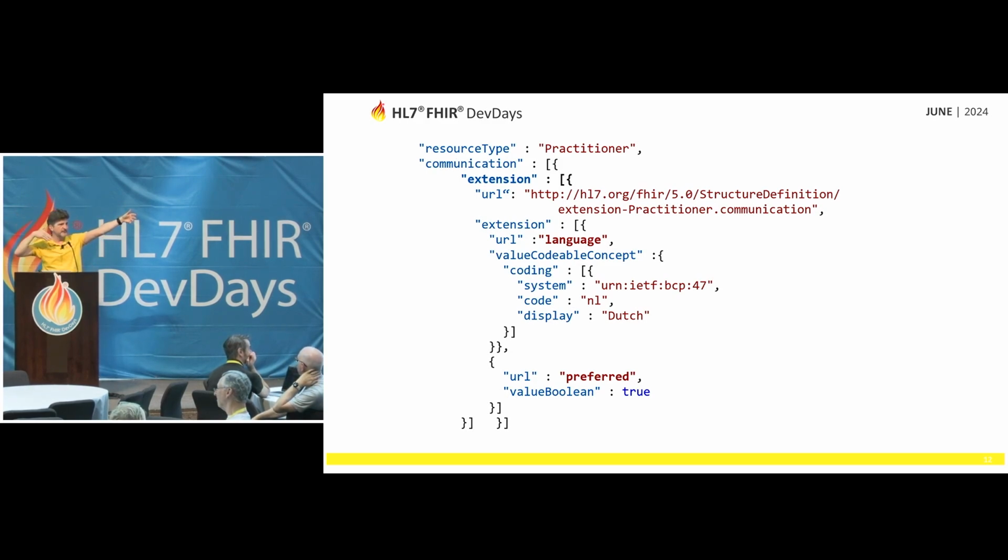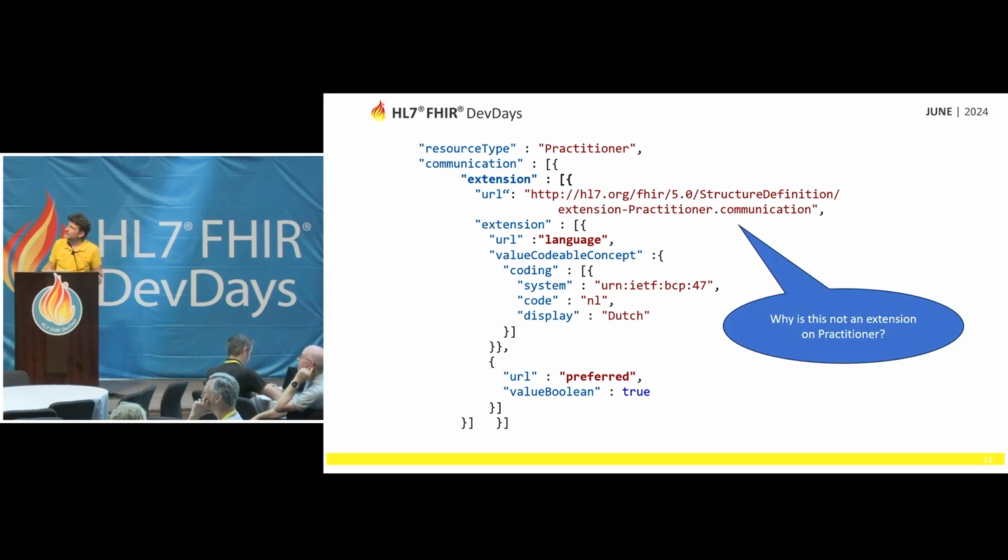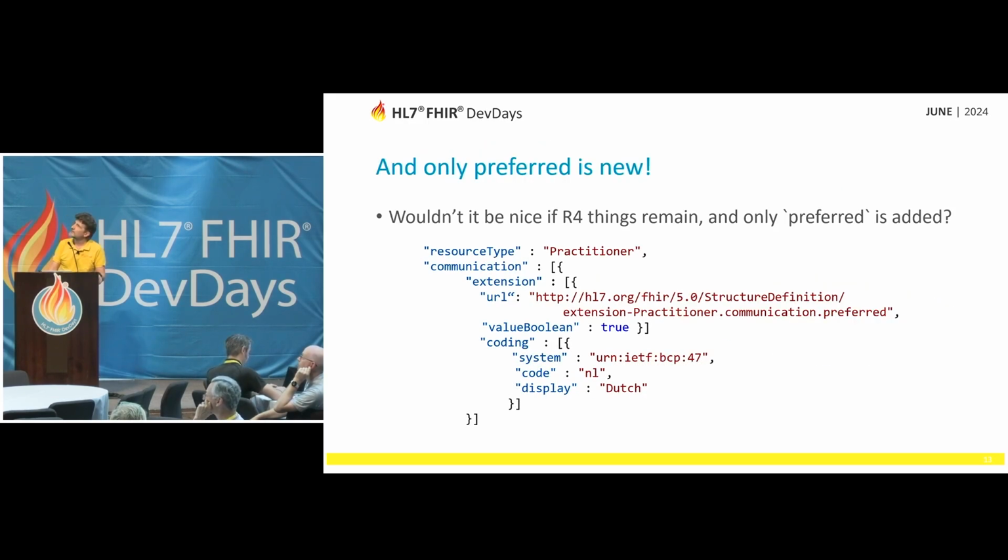Why isn't this extension? All the previous extensions were, so this is a new extension, one step up at the parent. This extension is actually on the element itself. And I don't know if we have a hard logic for that, but this felt probably more natural. I want to extend communication with this new feature. So that's one thing to watch out for here. And the second thing is, only preferred is actually the new thing. And this is an important concept.